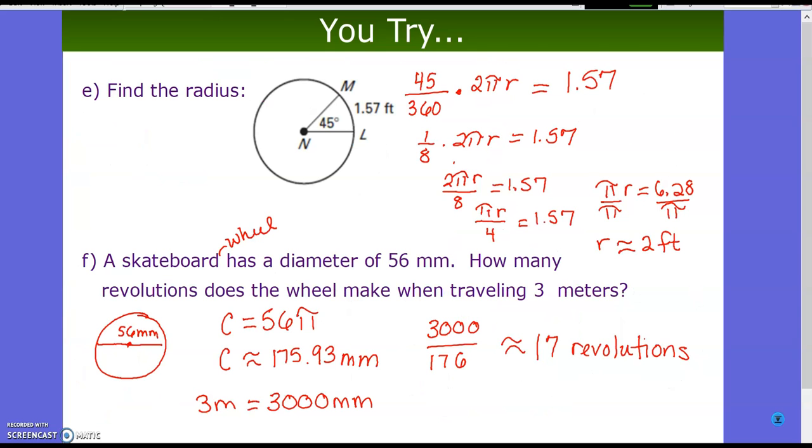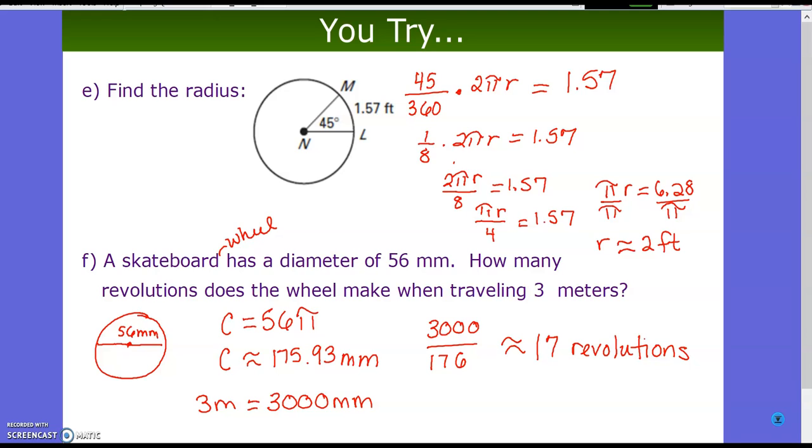Finding the radius, we take our portion of our circle, or our circumference, 45 over 360, and multiply it by circumference, 2 pi r. We know it equals an arc measure of 1.57. Simplify your fraction, multiply if you can, reduce, and you'll get your radius to be about 2 feet.